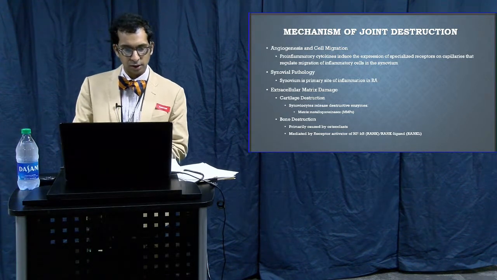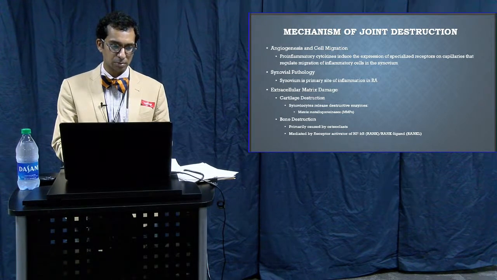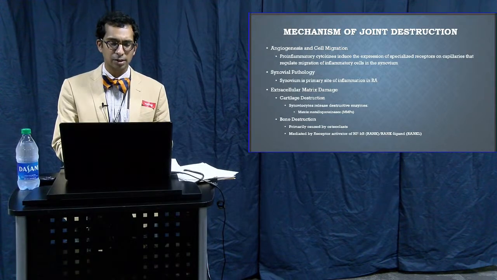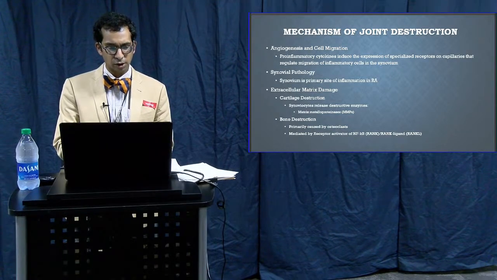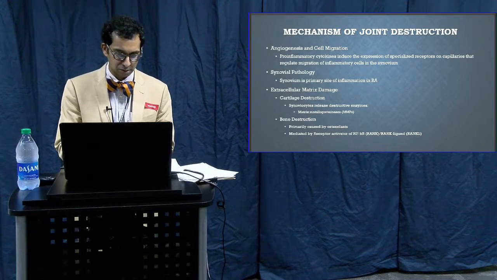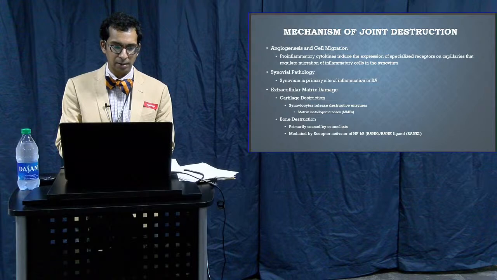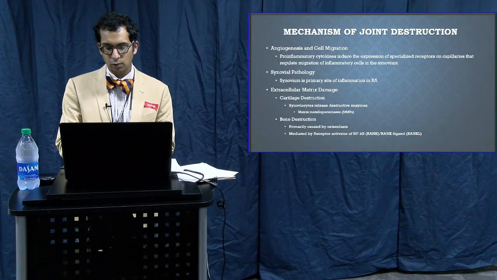Subsequent to that, there's extracellular matrix damage, and that's manifested by both cartilage destruction and bone destruction. In terms of the former, it's thought that synovial cells release destructive enzymes, and I've just listed one here as an example, matrix metalloproteinases, MMPs, which contribute to damage to the joint. And then bone destruction, which is primarily caused by osteoclasts and mediated by a certain type of ligand called receptor activator of NF-kappa B, so call that RANKL for short.